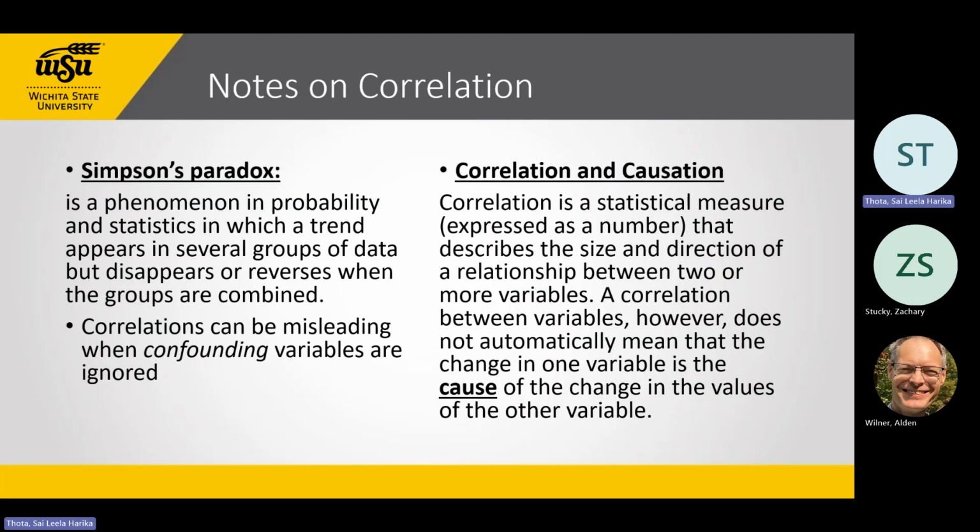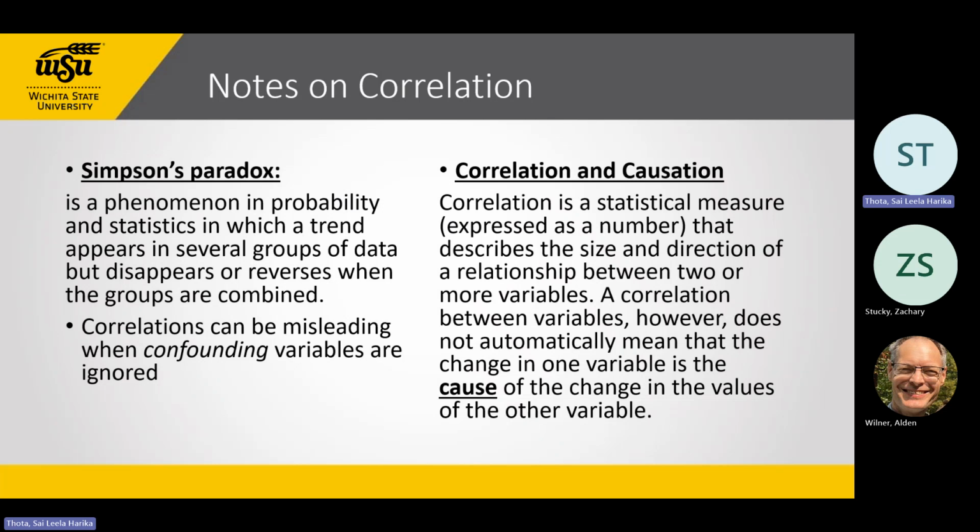And next, notes on correlation. There is Simpson's paradox. The main phenomenon related to Simpson's paradox is that you observe a pattern in your variables, but when you combine those variables, you can't see that pattern. So this mainly explains that aggregation of the data can be misleading.